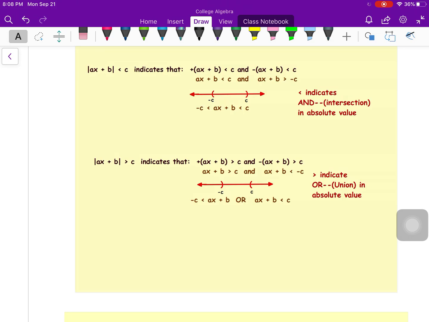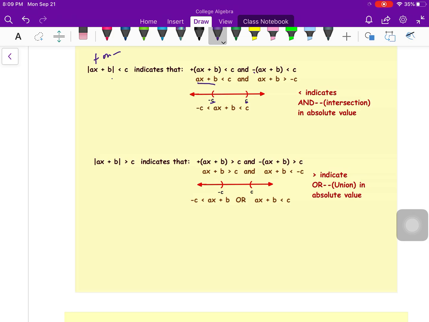Now, I just want you to pay attention closely. The absolute value is less than c. So remember, both positive or negative can go in the absolute value. So if I take the positive of all that, I would get ax plus b is less than c. So that gives me c over on this side. If I take the negative of that, I would get ax plus b, and when you divide by a negative, it flips it, as -c. So -c is to the left.